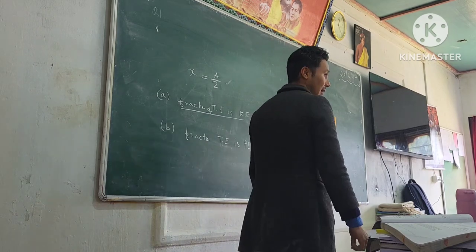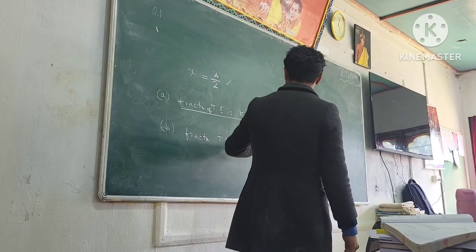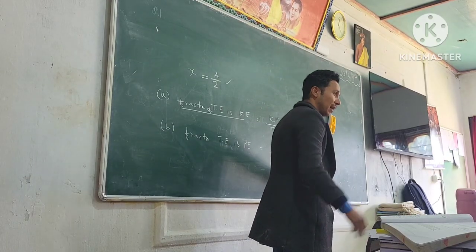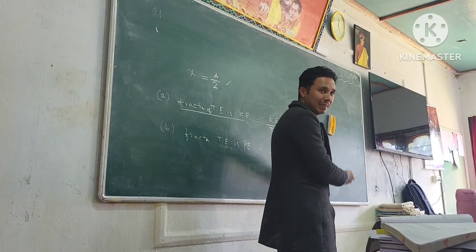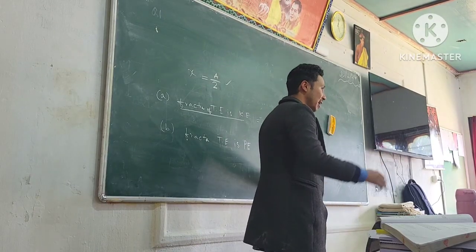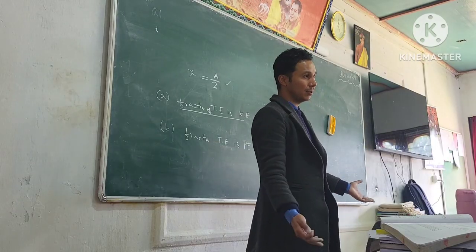If in the same question they ask you what percentage of total energy is the potential energy, you just have to multiply with 100. If they ask you percentage, the method is the same. Is it clear? Yes, sir. If they ask you fraction, keep it as fraction. If they ask you percentage, just multiply this with 100, you get the answer. Okay? Yes, sir.